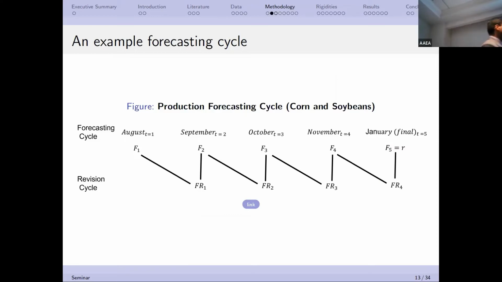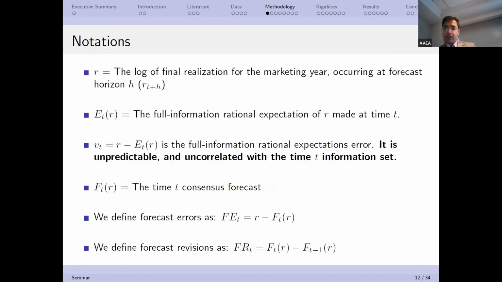The forecast error for August will be the final realization, which is the forecast made in January, minus the forecast made in August. And the forecast revision in September would be the forecast made in September minus the forecast made in the last month, which is August. So that's how we are calculating the forecast errors and forecast revisions.